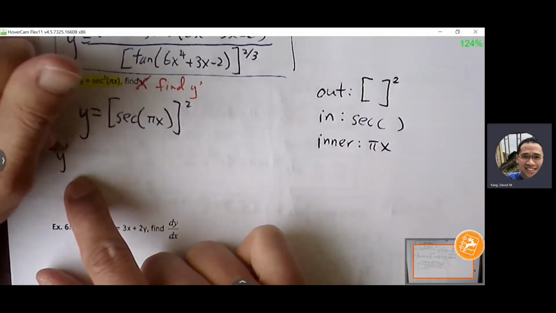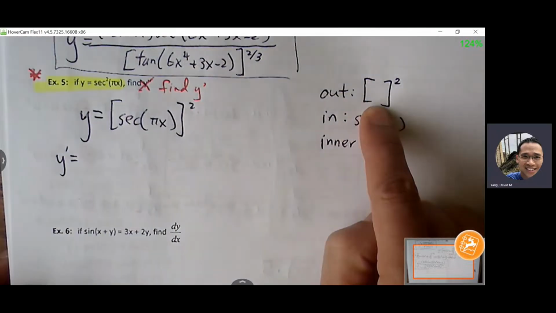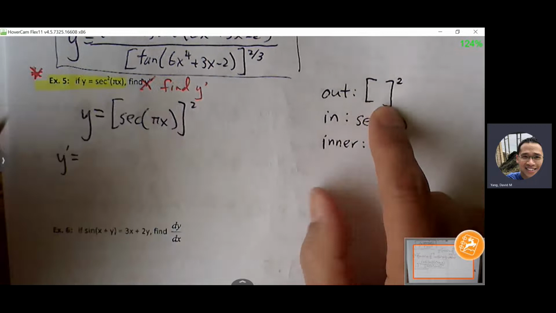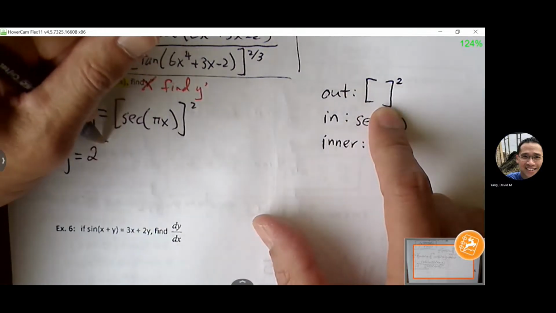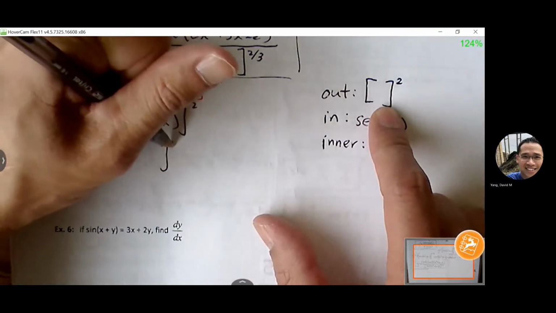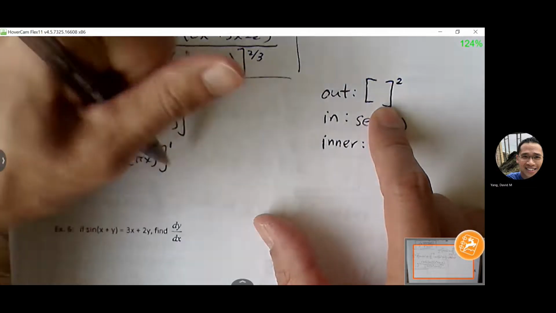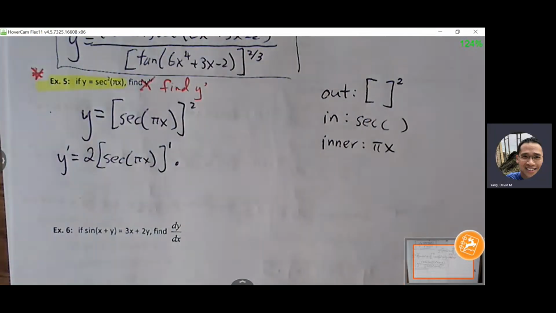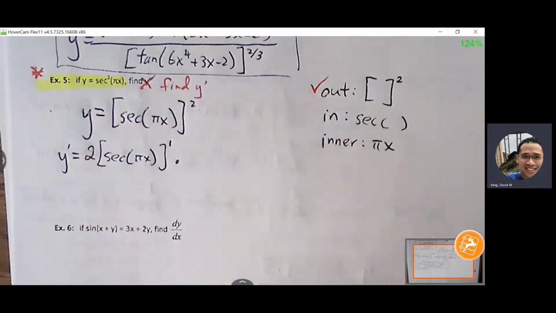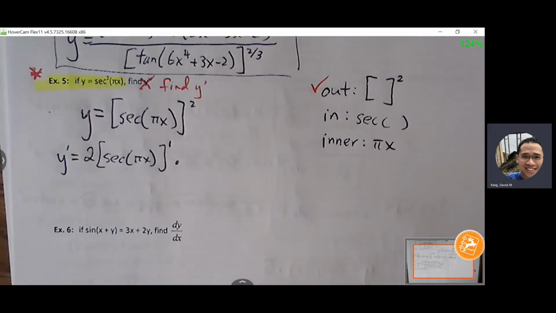Outside derivative, 2 bracket to the first power, or 2 parentheses to the first power, right? Just power rule here. Check that off. We took care of that derivative. What's secant's derivative?